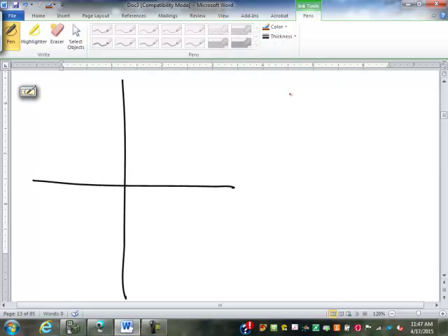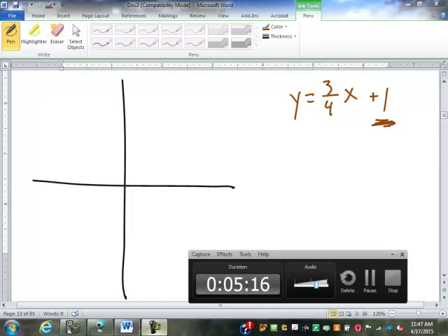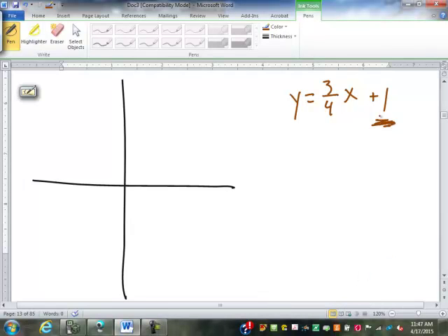So if I were to graph y equals 3/4 x plus 1. Well, same thing here. The plus 1 is telling us that instead of starting at the origin, we start out up 1 unit. So right there is our beginning point of this graph.